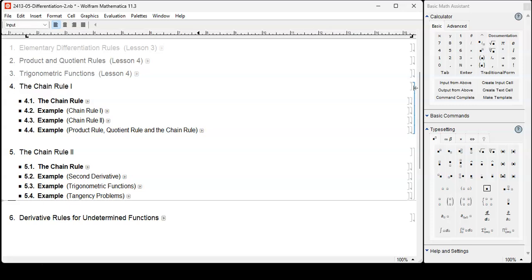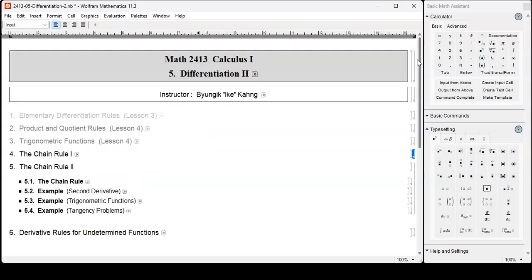Okay, we are done with section 4. Next time, we'll do section 5.